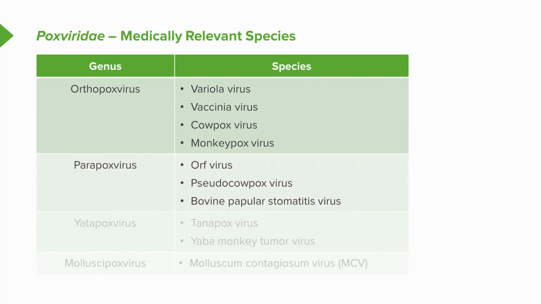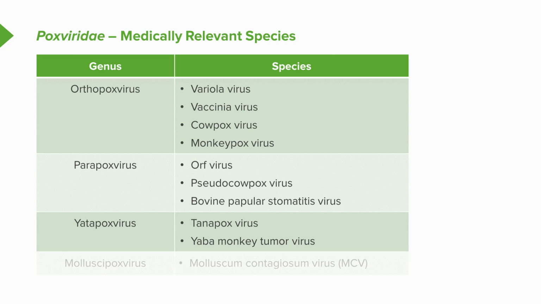The parapox viruses are orf virus, pseudo-cowpox virus, and bovine papular stomatitis virus. Rarely do we encounter these in clinical medicine, although there have been some reports of orf virus surfacing, especially coming from countries in Africa. The yatapox viruses are tanapox virus and Yaba monkey tumor virus, limited primarily to the animal kingdom and not things which we typically see in clinical medicine.